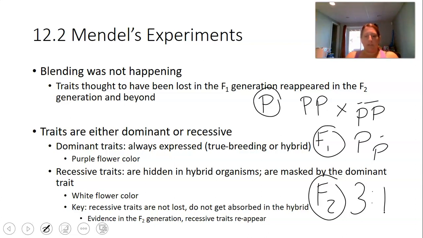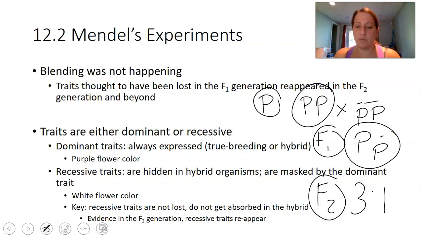So let's make sure we understand some terminology. When we say dominant trait, in the case of flower color, purple is dominant. That trait is always expressed, whether it's a true breeding purple flowered plant or the heterozygous big P, little p plant. Either one of these genotypes, I'm going to circle them, big P, big P or big P, little p, will give you purple plants because the purple allele, big P, is dominant to the white allele, little p.